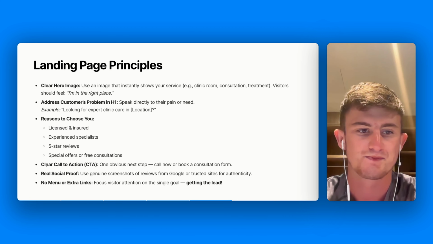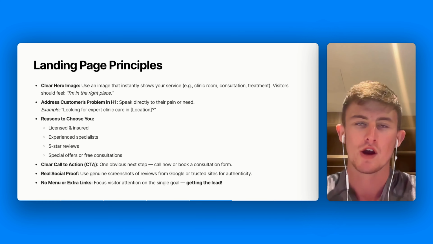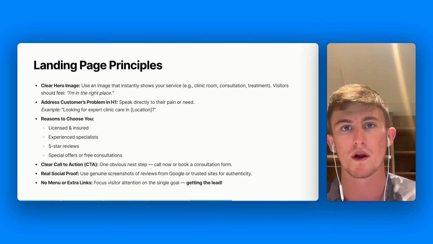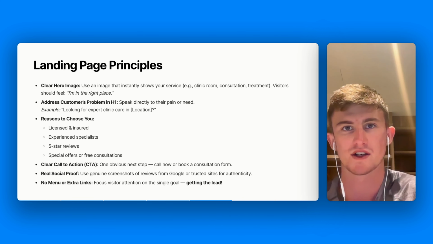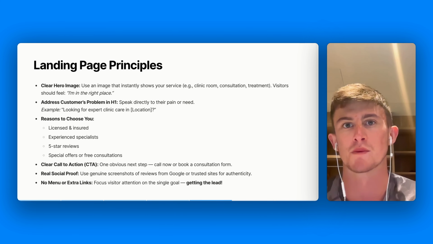Step number 4 is have a clear call to action. We want one call to action. That's it. We don't want to go around giving lead magnets. We don't want to offer a consultation and a booking an appointment. We want one call to action, which is just to become a lead.